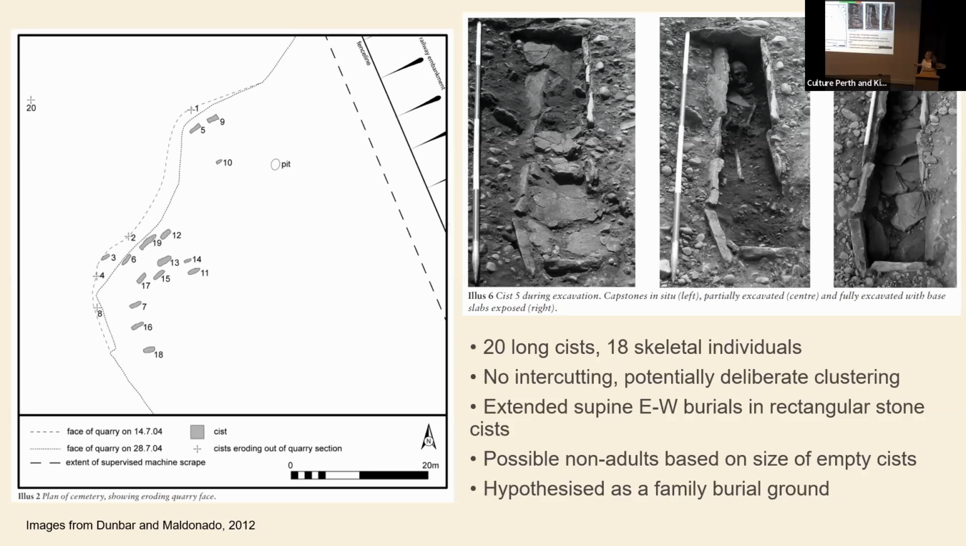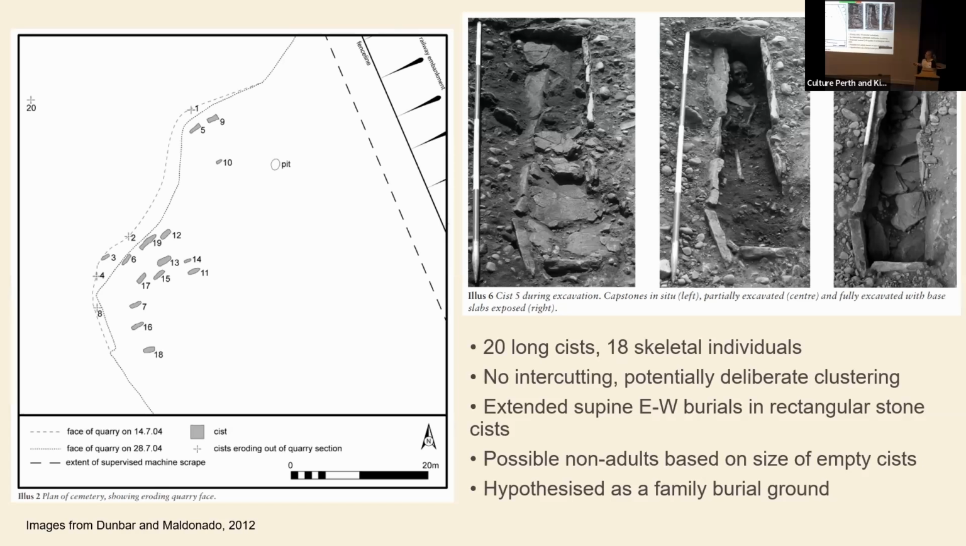And as you can see, they were all this kind of rectangular stone-lined kist. There were 20 in total, only 18 of these housed skeletal remains that were present. However, that's still really good for Scotland. So this is part of the reason why we've chosen this site for analysis, because we've got a lot of lovely individuals that we can actually look at, as opposed to other sites where you get body stains or empty graves.